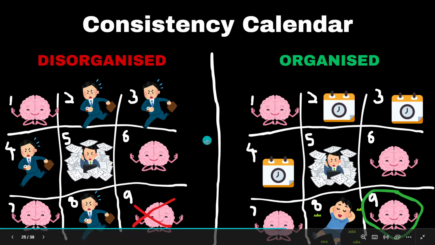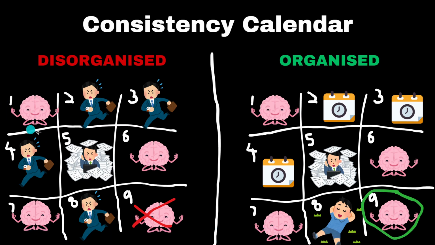If you're a disorganized person, the brain is going to be, you had like a peaceful, what have I got here? The brain is going to be, you had like, you had nothing on that day.